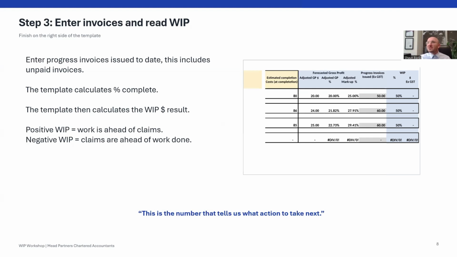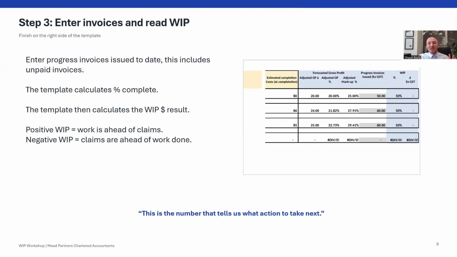I don't have it in this snippet here, but positive dollar WIP. Where this spits out a positive number, this generally means that work is ahead of claims, meaning that you have earned more than you have claimed. When we get a negative number in here, a negative dollar WIP, this means that our claims are ahead of our work completed. That may help with cash flow now, but it can create pressure later.